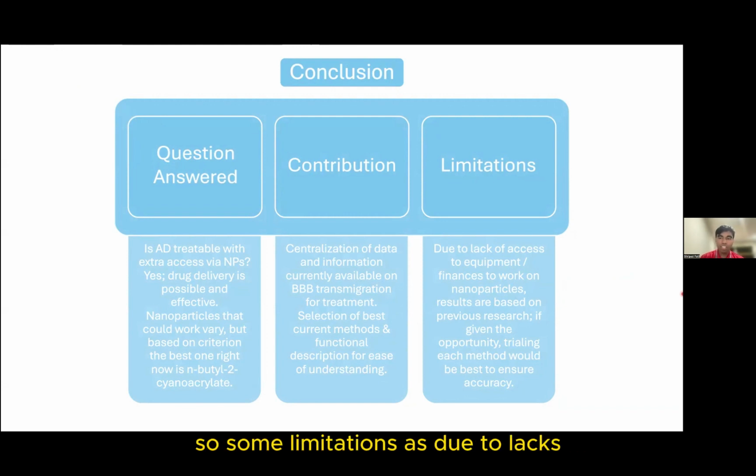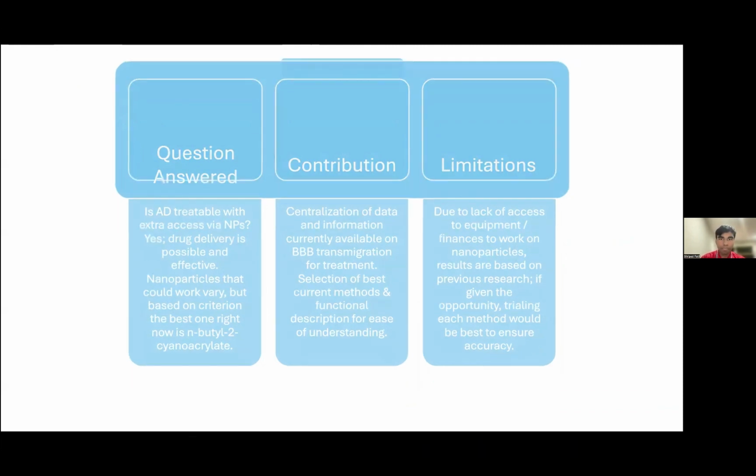Some limitations are due to lack of access to equipment or finances to work on nanoparticles. All of my results were based on research that other people did. Obviously, ideally, you'd like to do this research yourself, to trial these for yourself, and to understand if this really does work and how it would work. But because I don't have the access to the facilities or the finances for that, it's not possible. So ideally, that would happen.